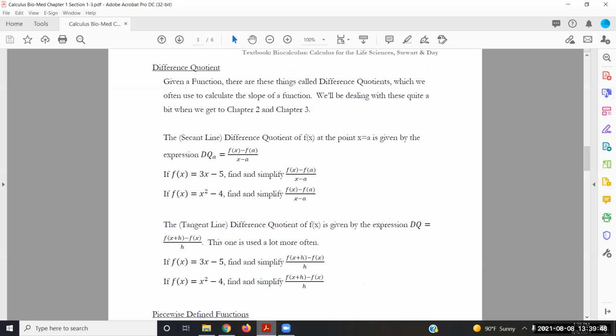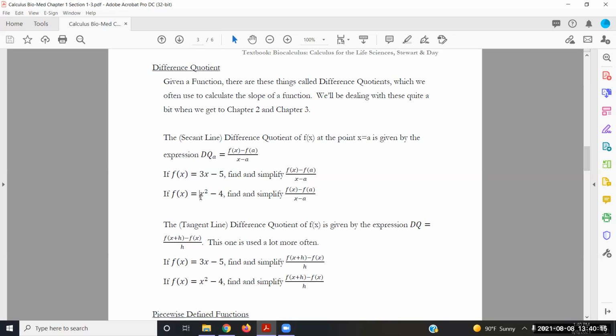That is what we call the secant line difference quotient. The secant line difference quotient, given at a point, f of x equals a, is given by this expression. Sometimes you're going to be given 2 values. Sometimes you're only going to be given one of the values. Sometimes you won't be given any of the values. And so be aware we have these different cases.